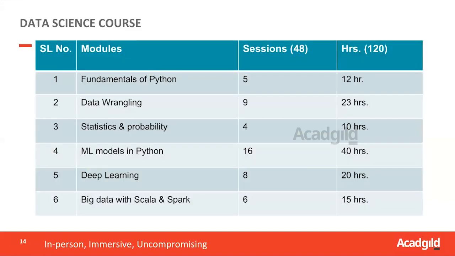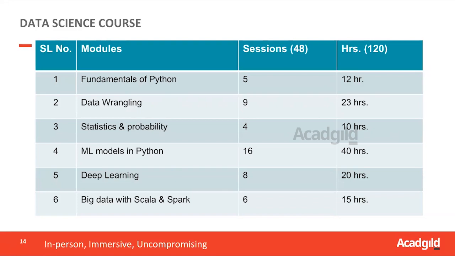Fundamentals of Python has 5 different sessions on Python basics. Data wrangling, where you are looking at SQL, pandas, and data operations like data management and data munging, is around 9 sessions. Statistics and probability is about 4 sessions. Then ML models, the machine learning models using Python. Then again, deep learning models using Python, which is 8 sessions. Big data with Scala is 6 sessions.